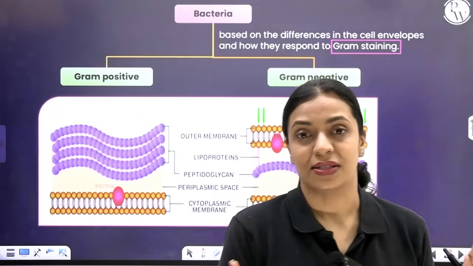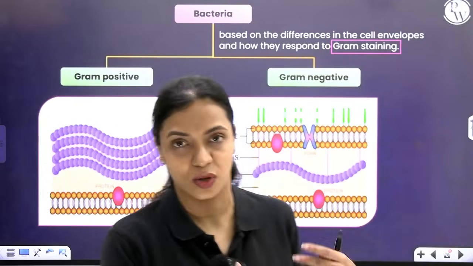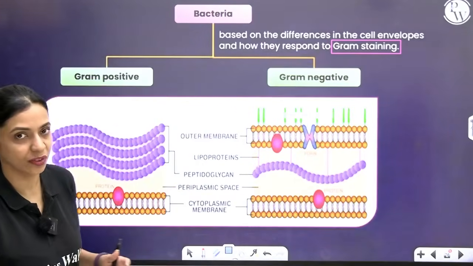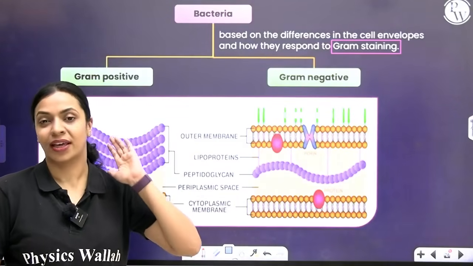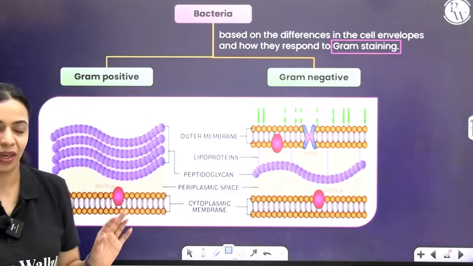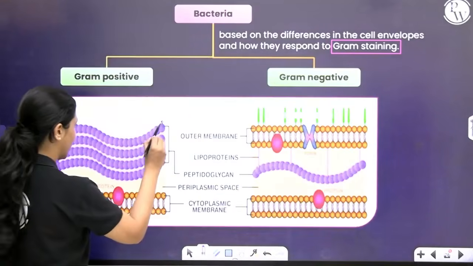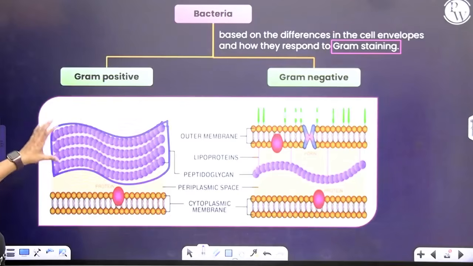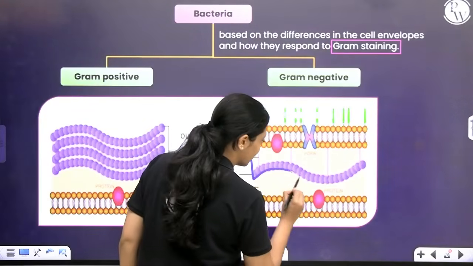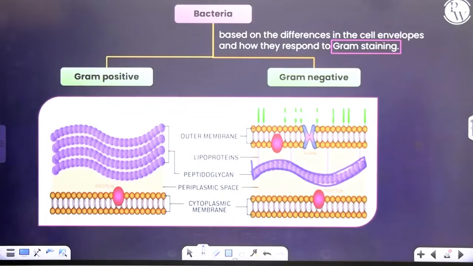So the difference, why one retains the gram stain and why one doesn't and is called gram negative, is because of the structure of the cell envelope. In both of them, you will have a cell wall made up of peptidoglycan, and a plasma membrane. But in gram positive, notice how whatever is shown in purple or blue color here represents the cell wall peptidoglycan. Notice how in gram positive the peptidoglycan layer is thick, while in gram negative the peptidoglycan layer is thin in comparison. This is one difference.